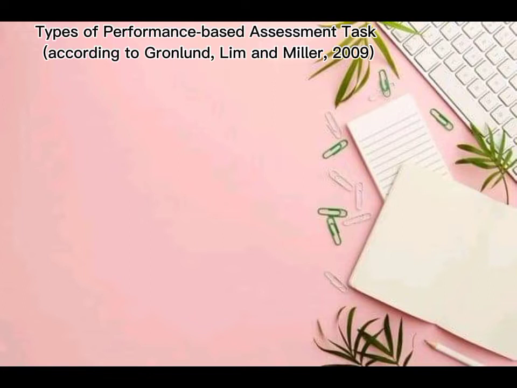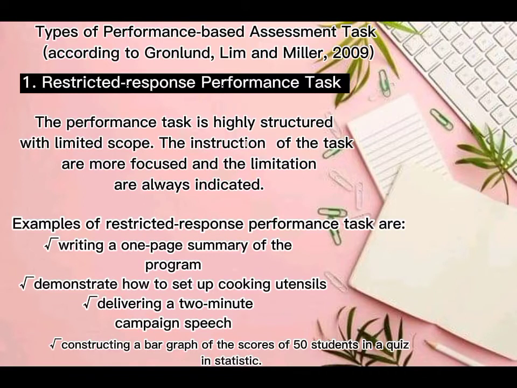There are two types of performance-based assessment tests, according to Granlund, Lim, and Miller 2009. Number 1. Restricted Response Performance Test. The performance task is highly structured with limited scope. The instructions of the task are more focused and the limitations are always indicated. Examples of restricted response performance tasks are writing a one-page summary of the program, demonstrate how to set up cooking utensils, delivering a 2-minute campaign speech, and constructing a bar graph of scores of 50 students in a quiz in statistics.